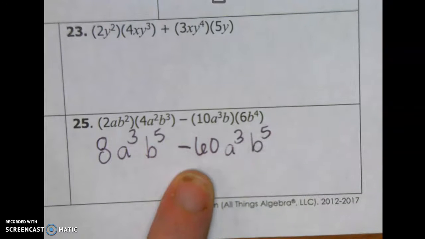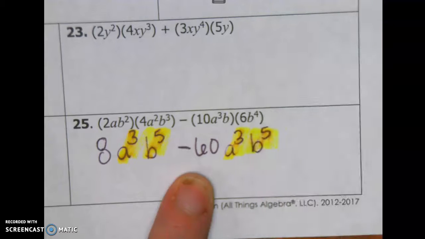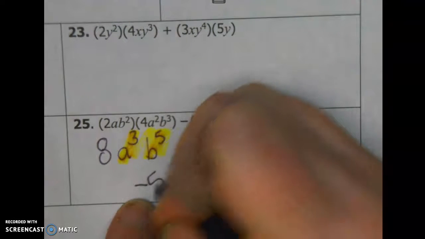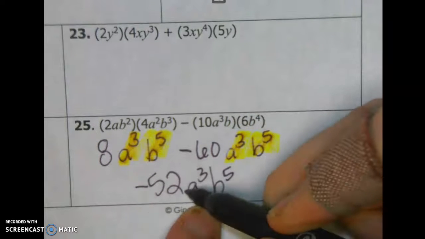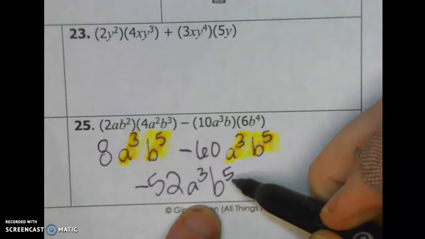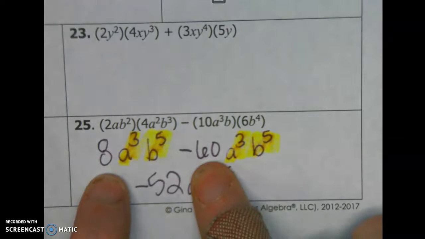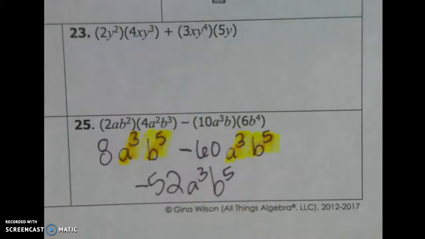Now, what you're looking for to see if you can go any further is, do those two parts match? Why, yes, they do. Notice, the variables and exponents didn't change. Because I've got 8 of this thing minus 60 of that thing. So I've got 52 of that thing, whatever that thing is. Okay?